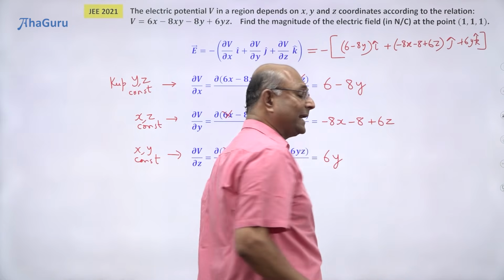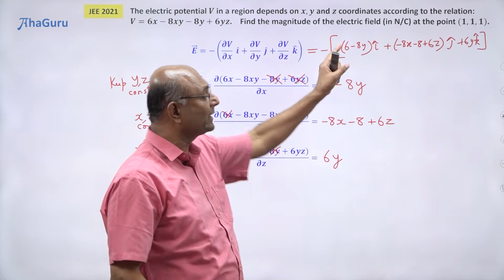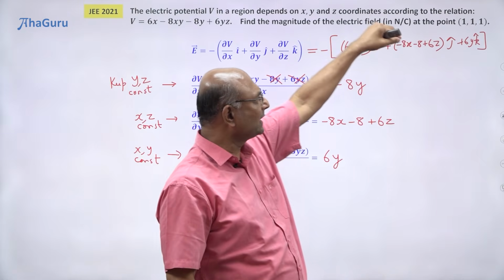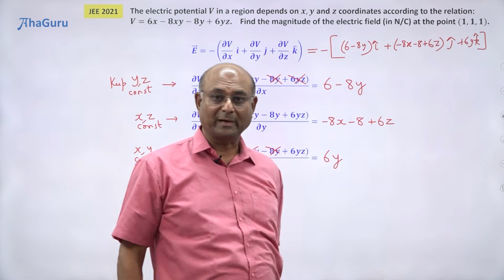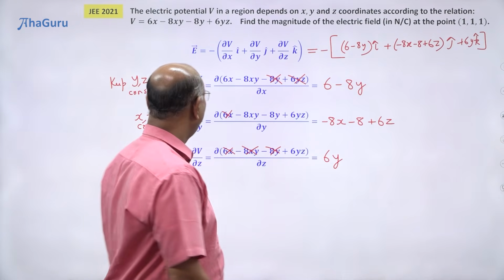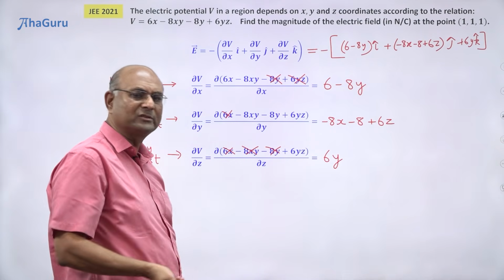Now this is telling me the electric field where? At x comma y comma z. I want the electric field at 1 comma 1 comma 1. For that I have to substitute x is 1, y is 1, z is 1. I can do that directly here, or I can find these values.